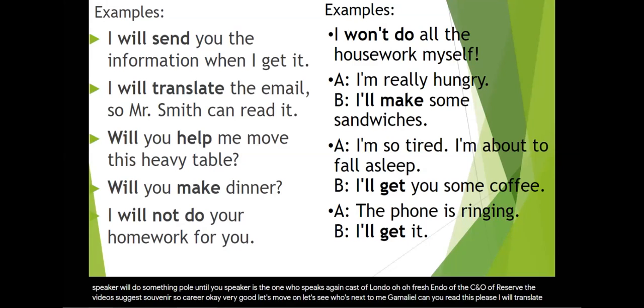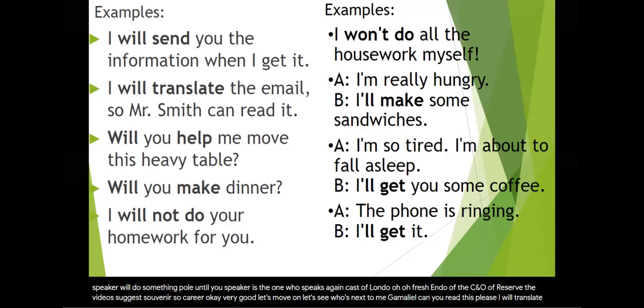Example: I want to do all the housework myself. I am really hungry. I'll make some sandwiches. I'm so tired, I am about to fall asleep. I'll get you some coffee.